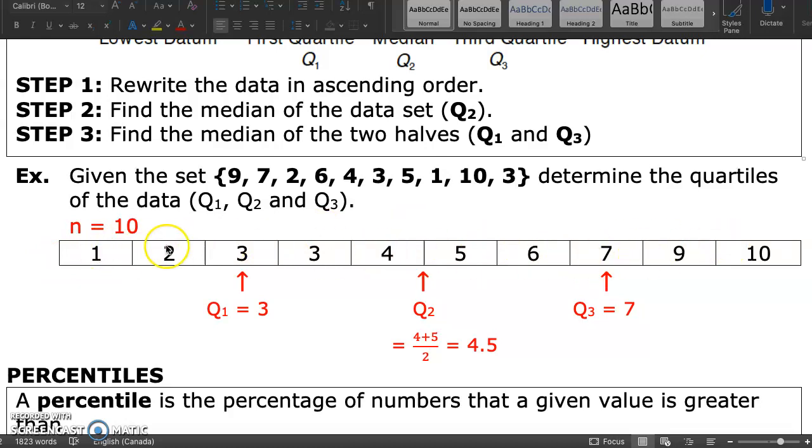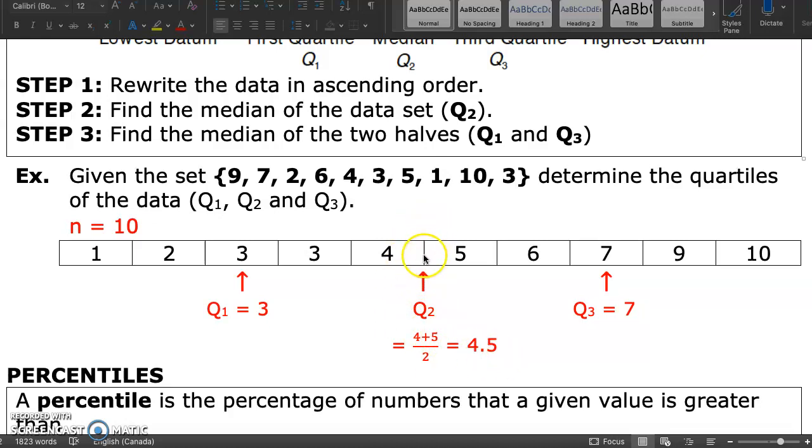If there are 1, 2, 3, 4, 5, 6, 7, 8, 9, 10, we say n is 10. A way to split that in half to find the median is 5 on the left, 5 on the right. So whenever we have an even number of elements in a set, we need to take the midpoint between these two values, because there's 5 on the left, 5 on the right. So we can add 4 plus 5 divided by 2 to get the midpoint between these two values. So we would say that our second quartile is 4.5.